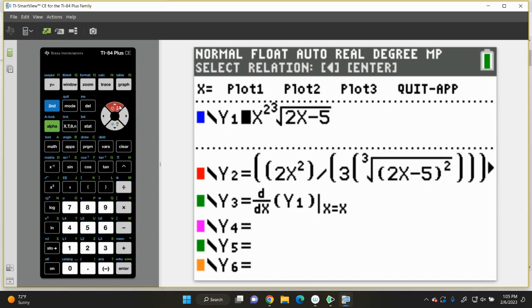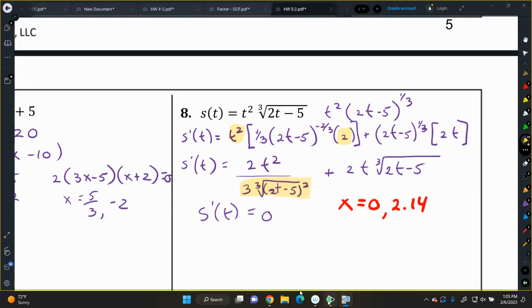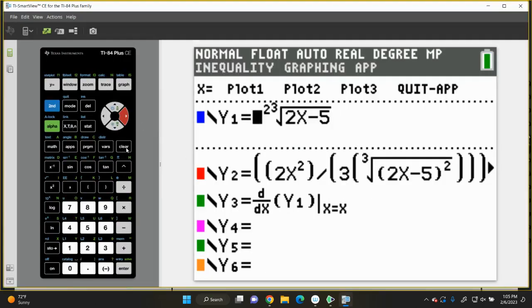Can't you just do like the parentheses, like 2t minus 5 equals 0? I'm just going to put the whole denominator in there. I'm just going to make sure, where's my denominator? 3 times the cube root of 2t minus 5 squared. I'm going to put that in my calculator.